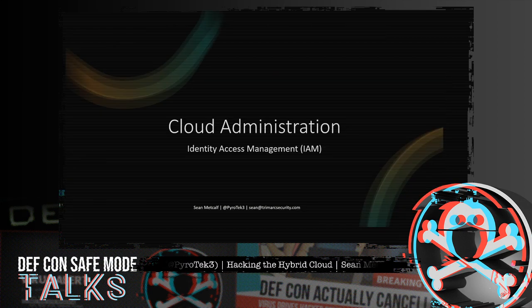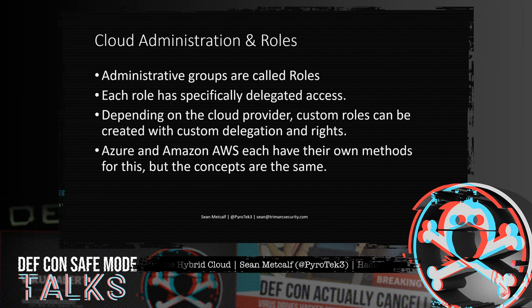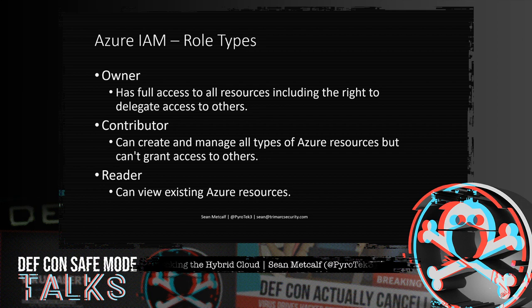When talking about cloud environments, it's important to mention how administration is performed. This is commonly referred to as Identity Access Management, or IAM. So we've gone from groups in our on-prem environment with Active Directory to roles, which are effectively rights that are packaged together. Azure and AWS and GCP have their own methods, but a lot of the concepts are effectively the same. Azure IAM uses the concept of an owner, a contributor, and a reader. The owner has full access. The contributor has the ability to create and manage the resources, but can't grant access to others. And then a reader can just view things.